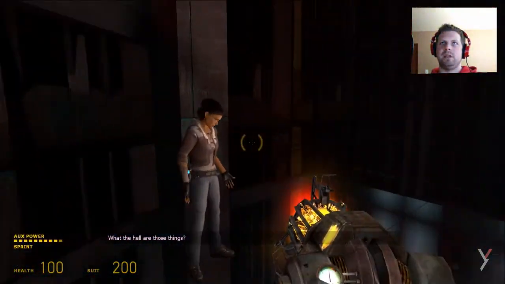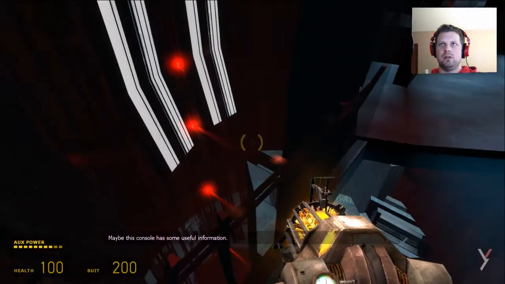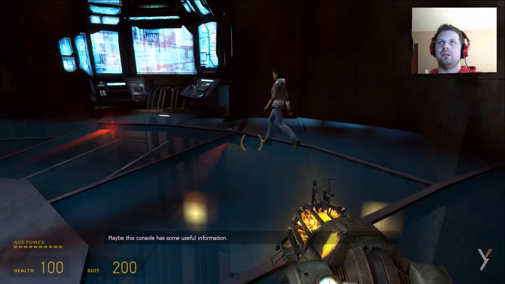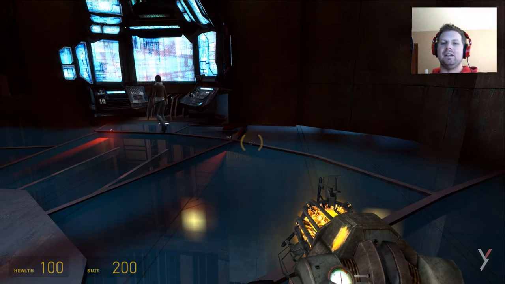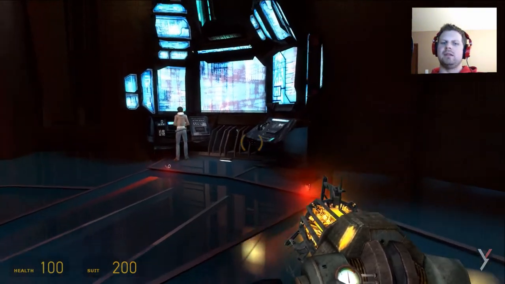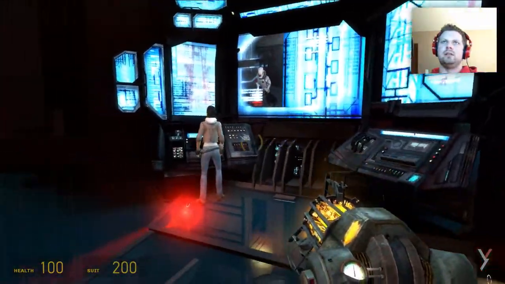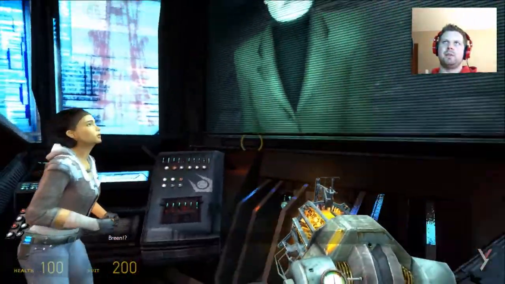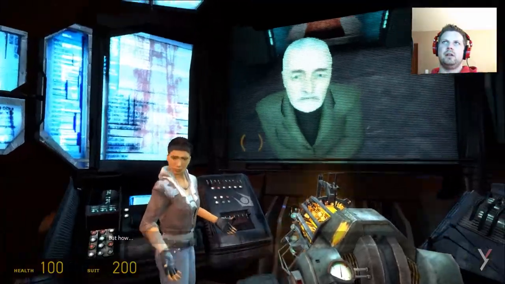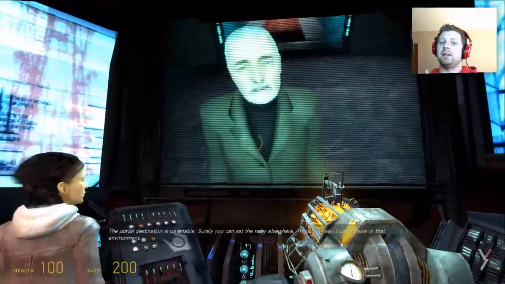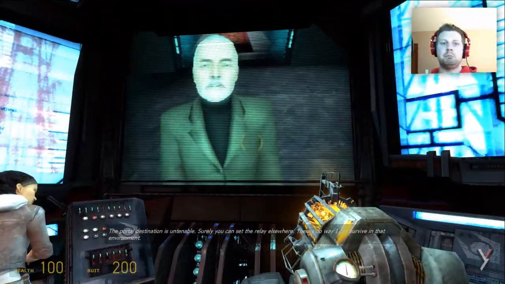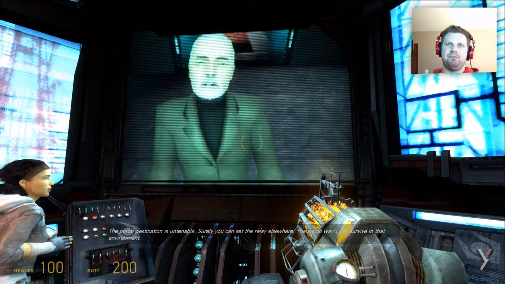What the hell are those? Maybe this console has some use for it. Actually, I don't even know what's... Or what about that plane that recently went missing, in where was it? Malaysia. And there's a theory now that apparently it might have been hijacked by terrorists and flown to a third world country. Who knows?